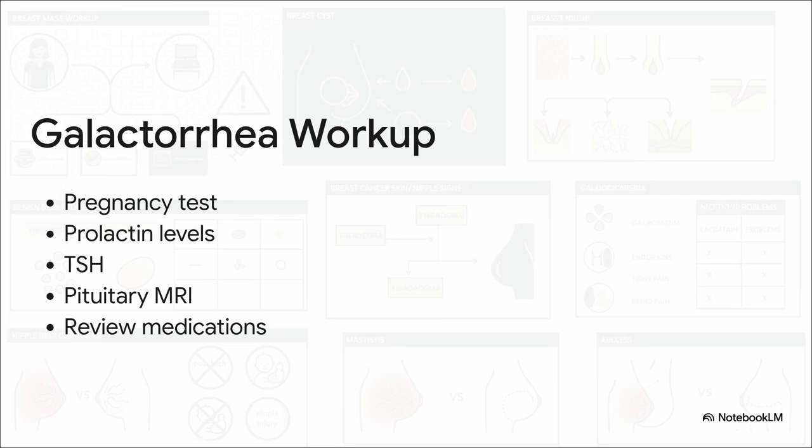Check TSH because primary hypothyroidism drives up TRH, which actually stimulates prolactin release. And definitely don't forget to review the patient's meds, especially dopamine antagonists like risperidone or metoclopramide, because dopamine tonically inhibits prolactin. Take away the dopamine and prolactin levels spike.